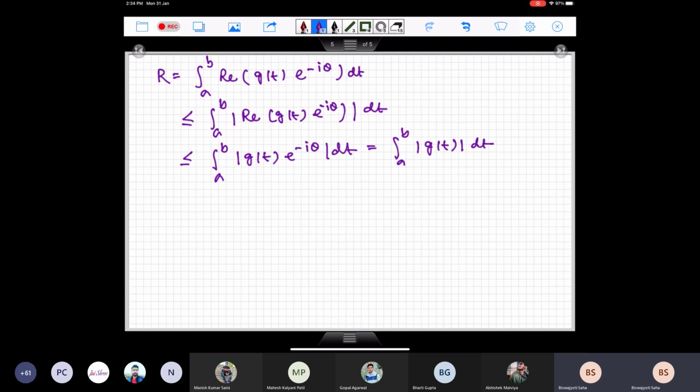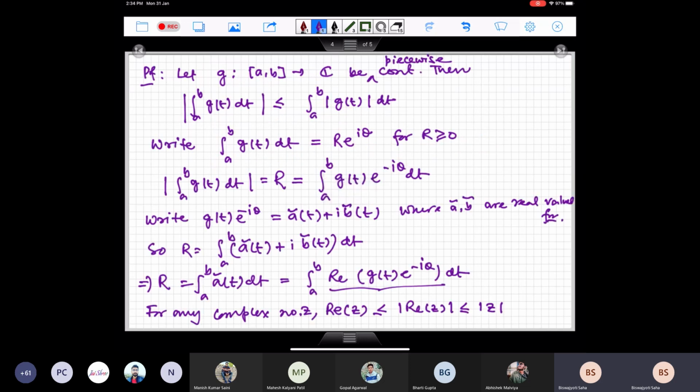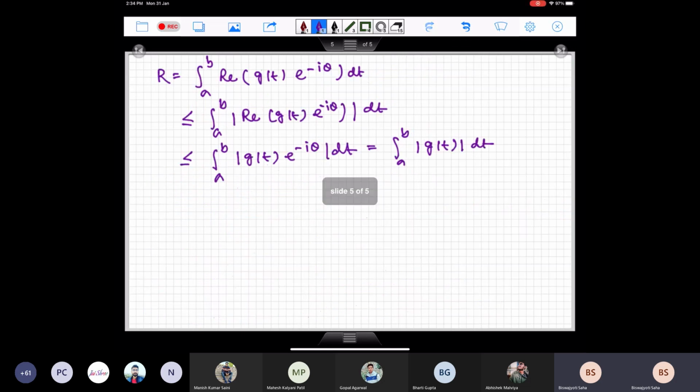Okay, so what was r? r was the absolute value of this integral. So that is what was my r. That is what I get: the absolute value of the integral from a to b of g(t) dt is less than or equal to the integral from a to b of mod g(t) dt.